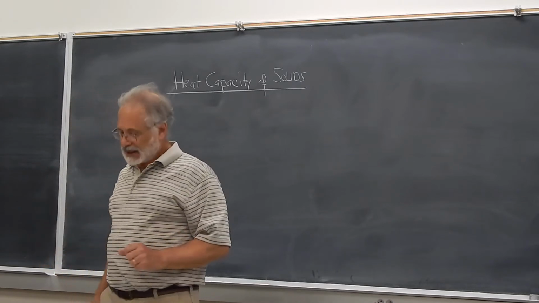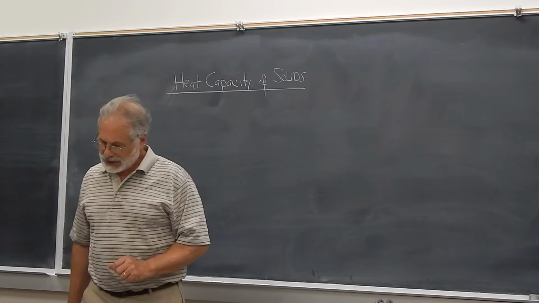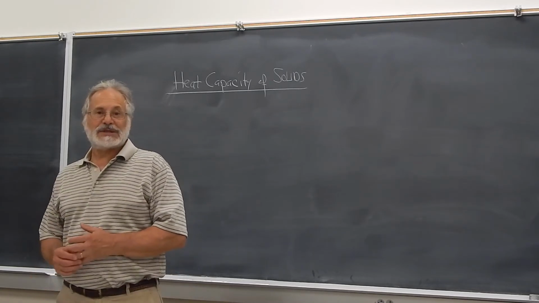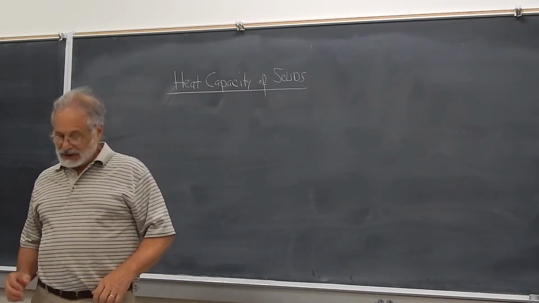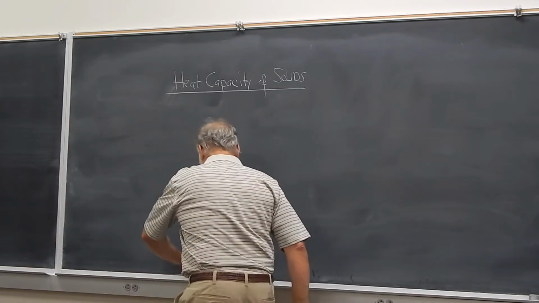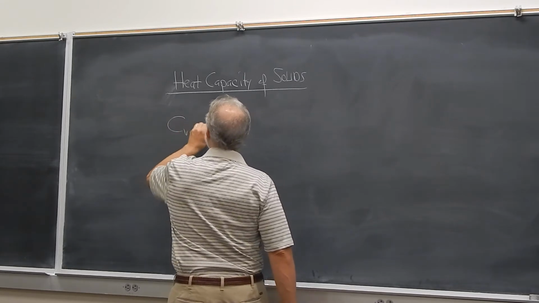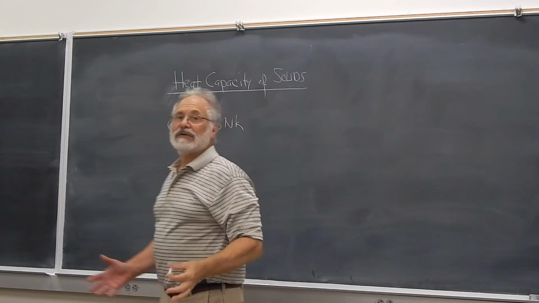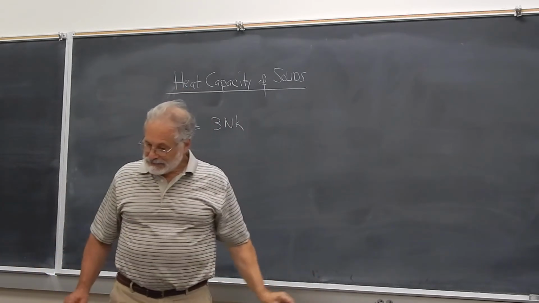There are two basic experimental facts that you should be aware of. Near room temperature, the heat capacity of most solids is close to 3k, Boltzmann's constant, per atom, which reflects the classical law of Dulong and Petit, which states that the heat capacity is 3Nk if I have a solid consisting of N atoms.